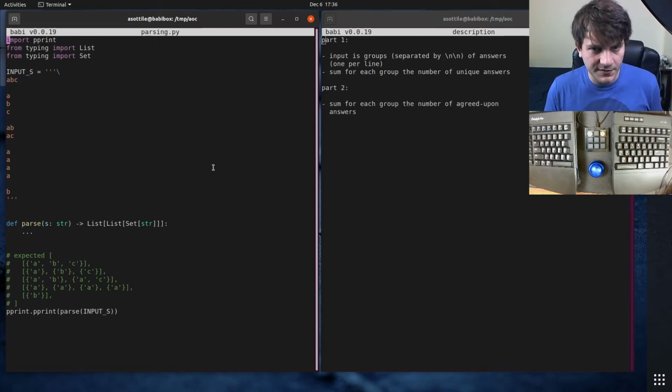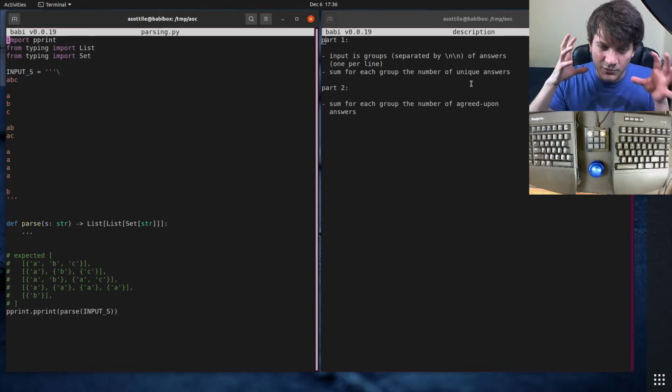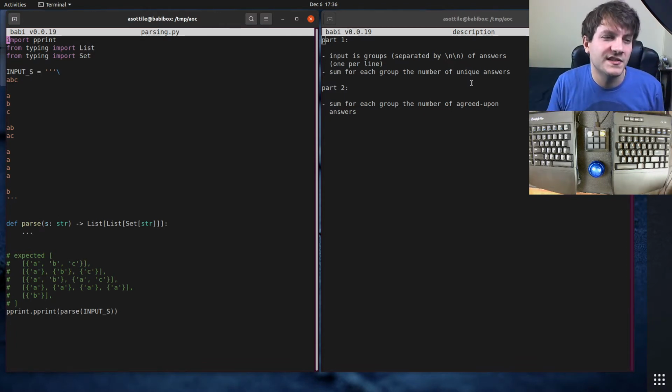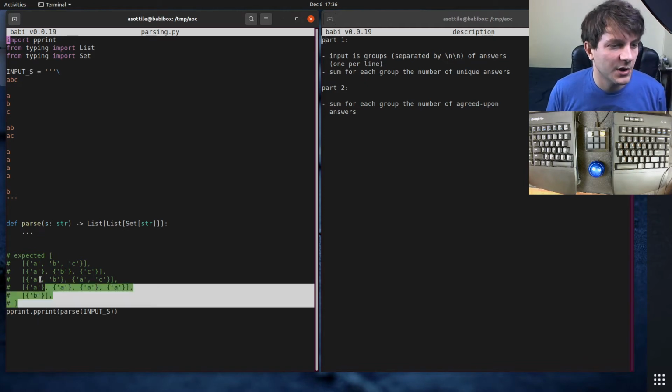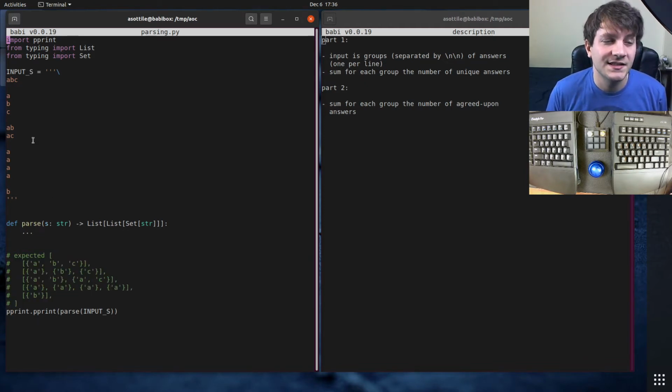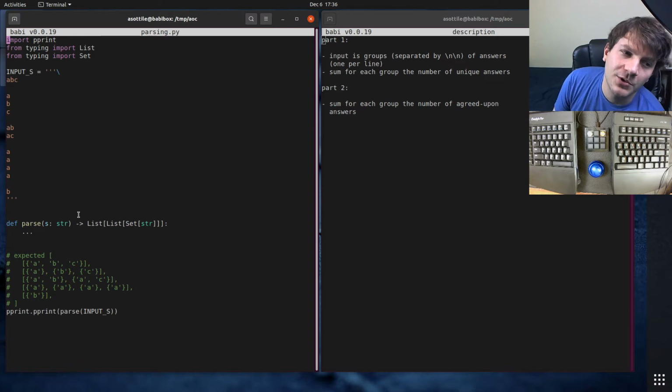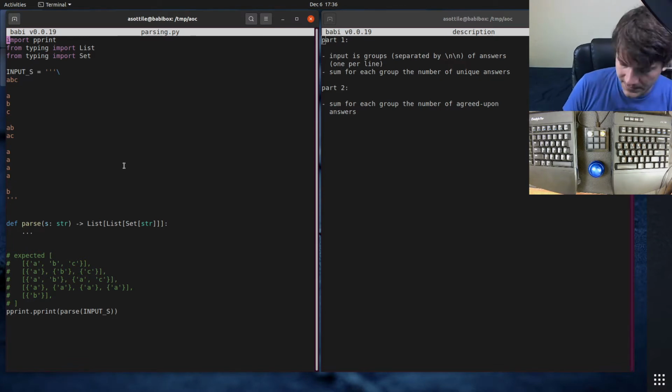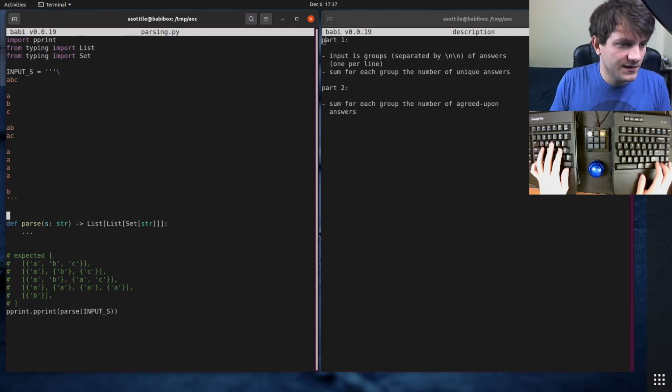Let's do the parsing first. Whenever I see unique answers or stuff like that, my brain immediately jumps to working with sets. So what we're going to do here is parse each group as a list of sets, and overall we'll have a list of those. Let's get started with that.